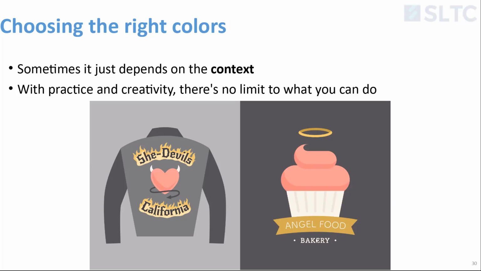So this is for a bakery. As you can see, angel food. So the word or the ribbon, the angel, and also the ring on the top is golden. And then we have pinkish cake. So this is looking like a cupcake.